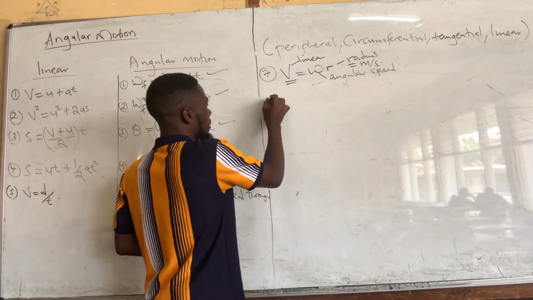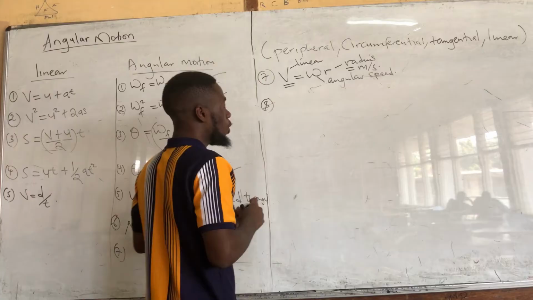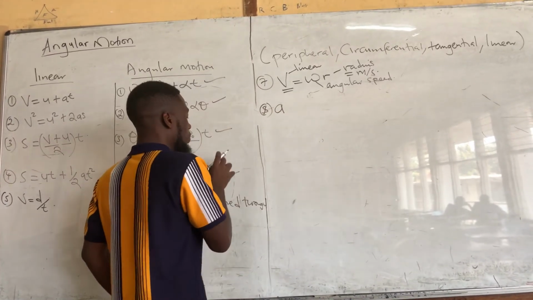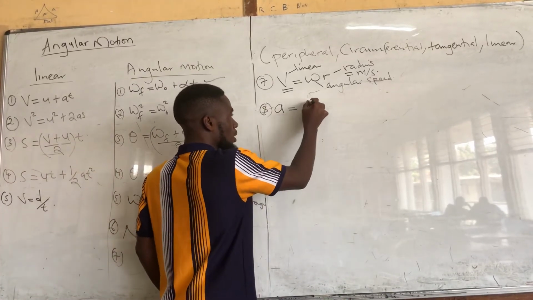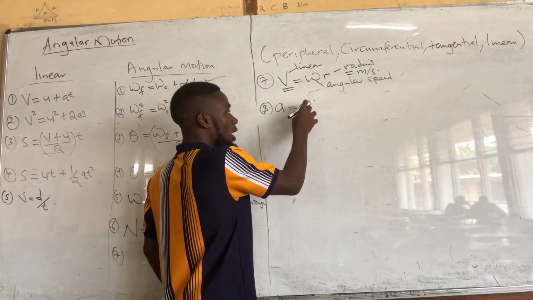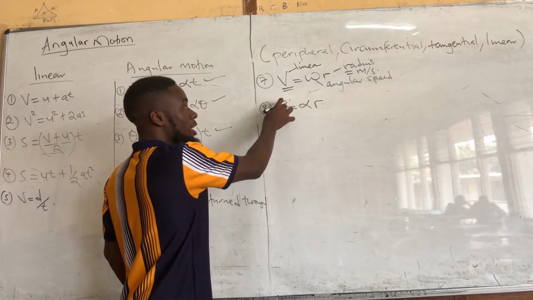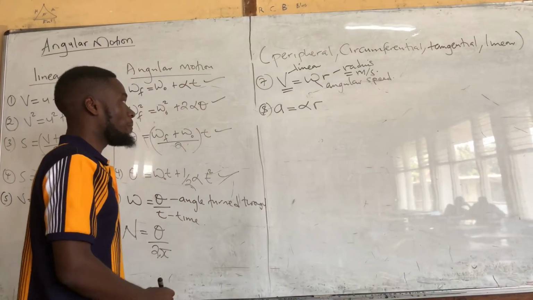Number 8, let's put another one. What if they try to find the peripheral, circumferential, tangential, or linear acceleration? The normal acceleration is a, but connected to angular motion, a equals alpha, the angular acceleration, multiplied by the radius. So this one is the linear, circumferential, tangential acceleration.